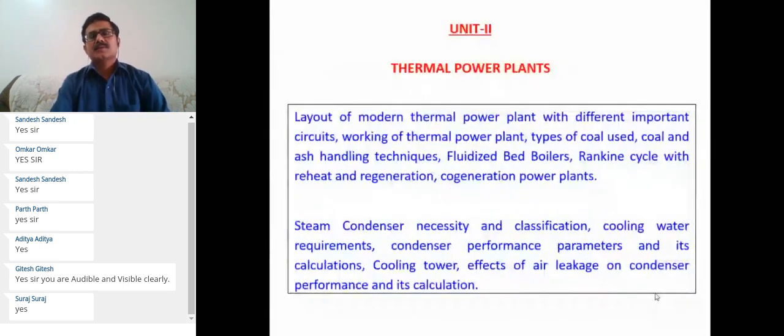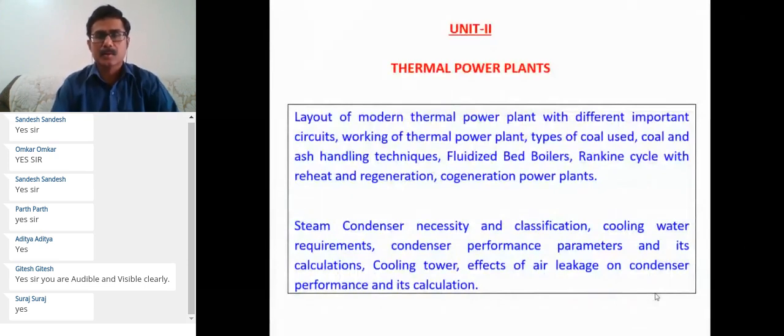Then unit number 2, we will be switching on to the different types of power plants. We'll be looking at what are the different types of power plants which are available for us to generate electricity. And out of that, one of the power plants is the thermal power plant, also called the steam power plant. The different points that we are going to study here are again divided into 2 different parts.